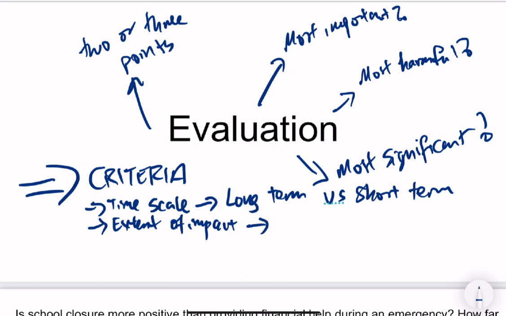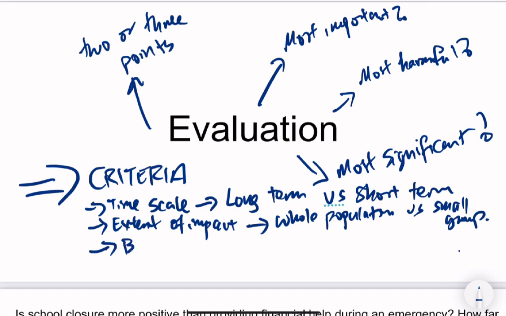Does it affect a whole population? Or does it affect a small group? So this is what I mean by extent of impact. Of course, if something affects a whole population, it definitely is much more important, much more significant than if it affects a smaller group.